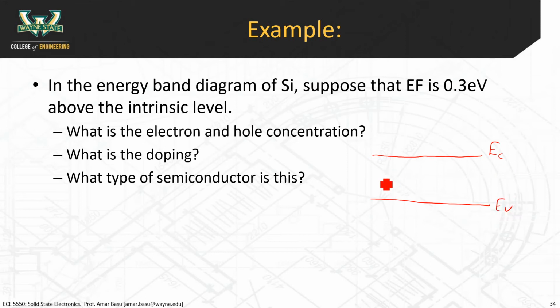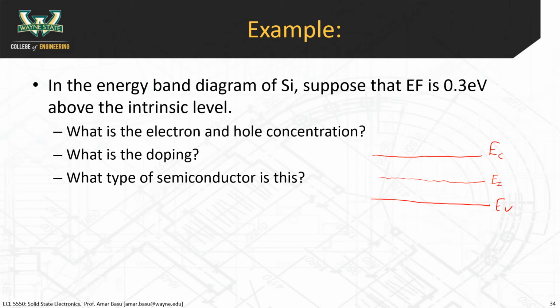And so one point that this question makes is that it says the intrinsic level. I haven't told you what the intrinsic level is yet, but the intrinsic level is halfway between EC and EV. They call that the intrinsic level because if the Fermi level is positioned at the intrinsic level, that means it's an intrinsic semiconductor.